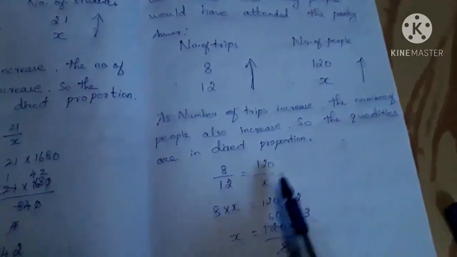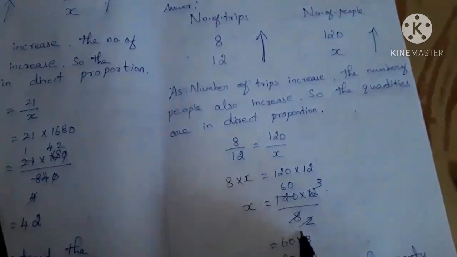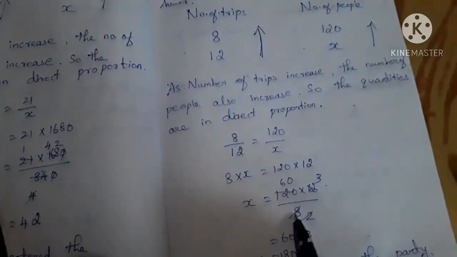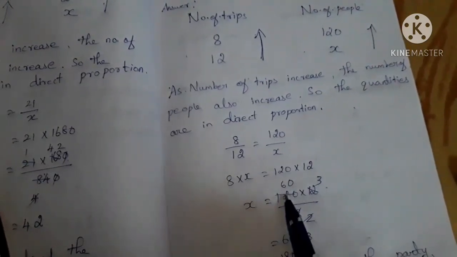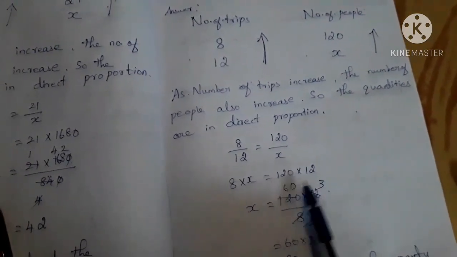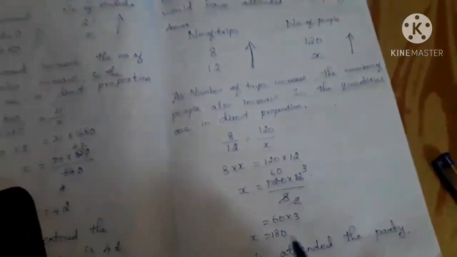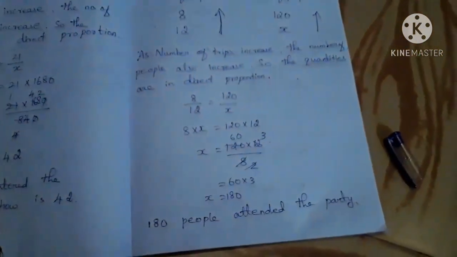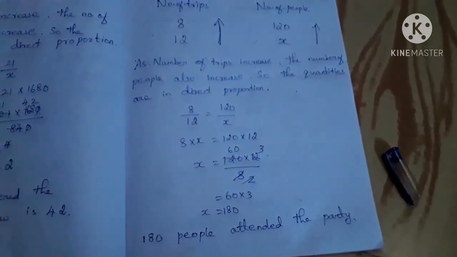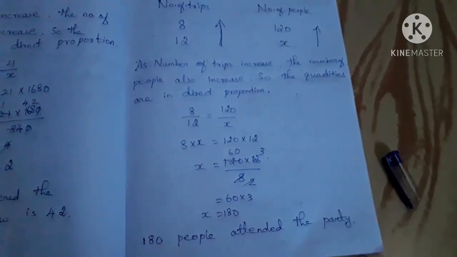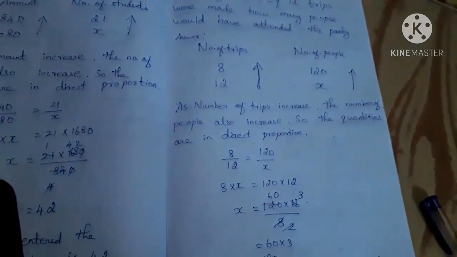Next we do the cross multiplication. Next we keep x on the left side, and 8 we have to bring to the division. We have to write 3 4s are 12, 2 4s are 8, 1 2 is 2, 6 2s are 12, 0. So 60 into 3 is 180. So the number of people who attend the party in 12 trips is 180. So this is direct proportion.